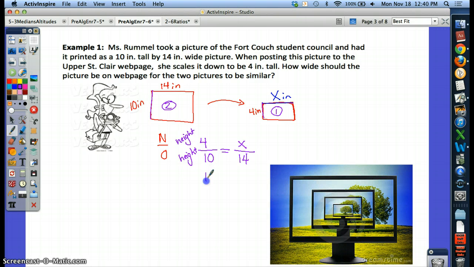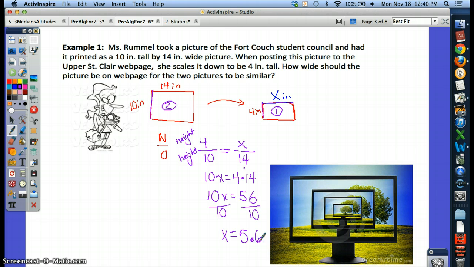So we can do 10 times x is equal to 4 times 14. So 10 times x is equal to 56. And then you can divide by 10 to get x by itself. And now x is isolated, and you have an answer.